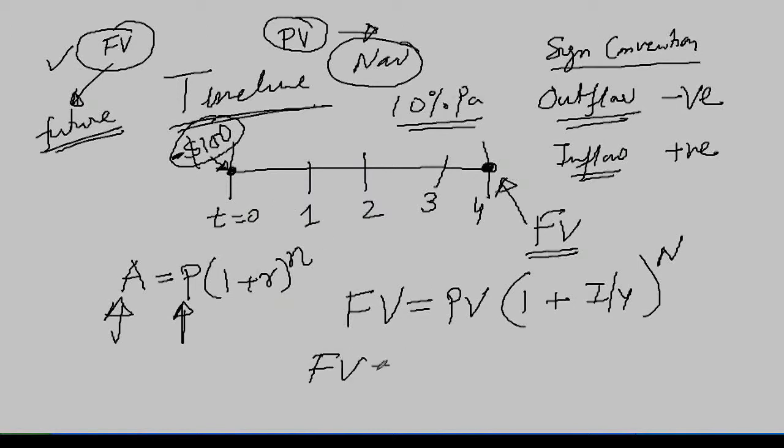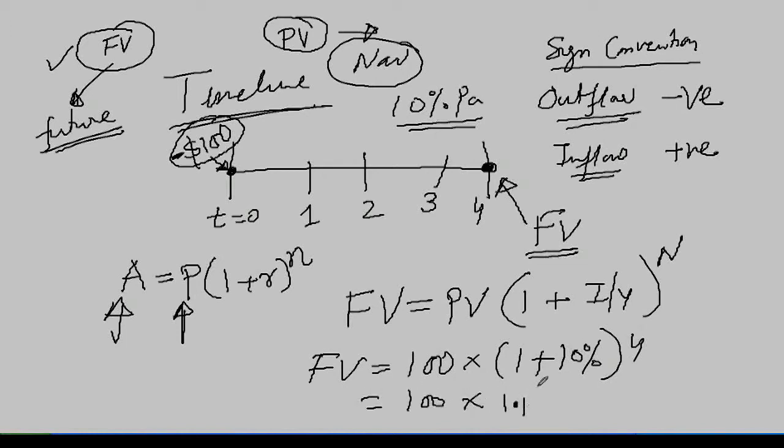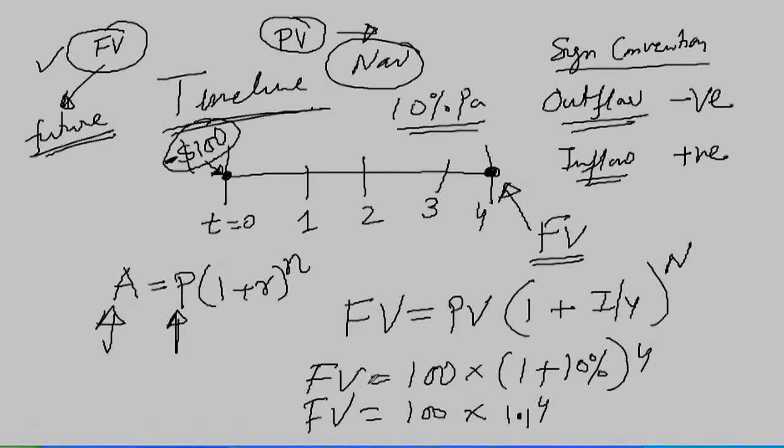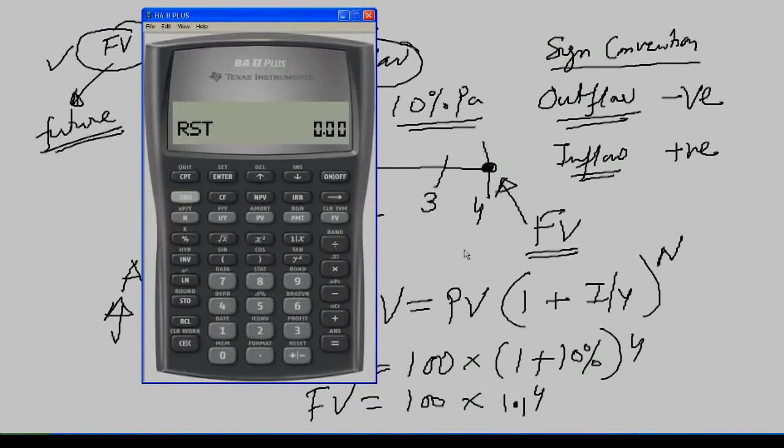So you can compute the future value. You have invested $100 into 1 plus 10%, which will be 1.1 to the power 4. So it will become 100 into 1.1 to the power 4. Now if I want to compute the same calculation using our financial calculator, how will we be able to do it? So this is our financial calculator. I want to do the same calculation.